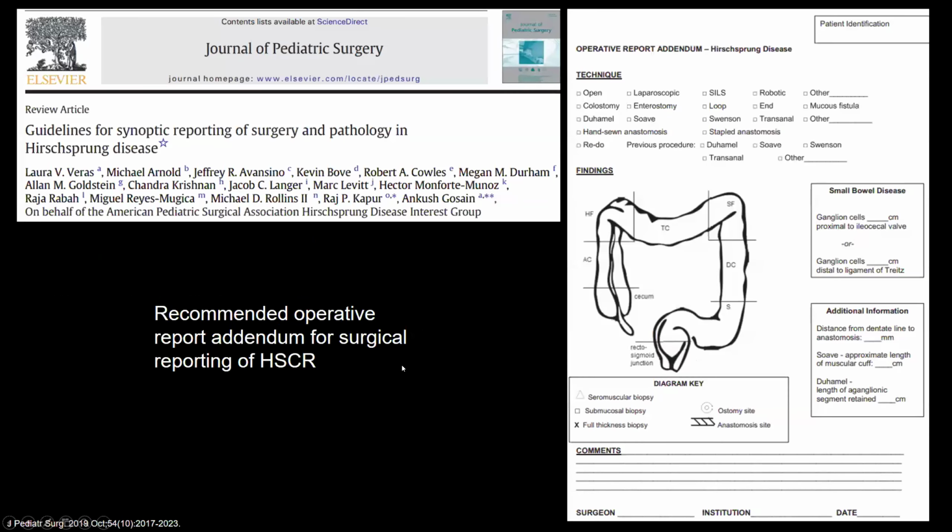And I want to share this paper because this was published back in 2019 by the American Pediatric Surgical Association Hirschsprung Disease Interest Group.